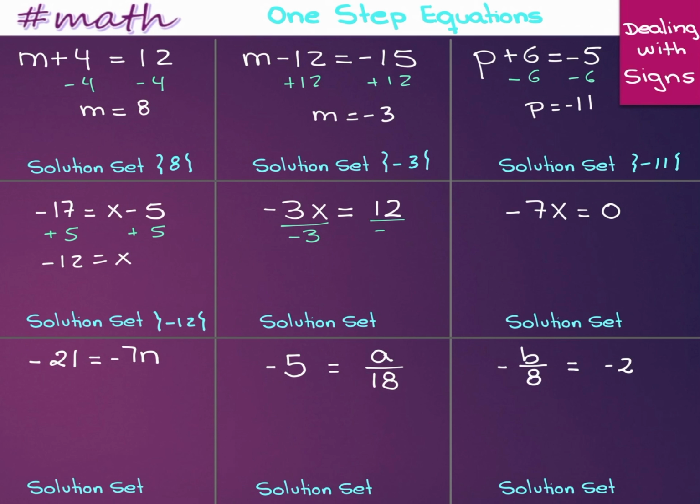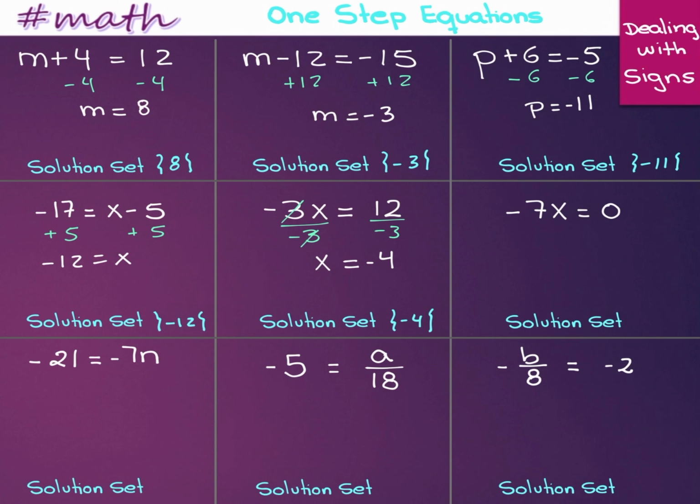And we do that on both sides of the equation. The negative 3 and the negative 3 are going to cancel out. That's how we get the positive x equals 12 divided by 3 is 4. Two different signs, you multiply, positive times negative is going to be negative. So the solution set is the set containing the negative 4.